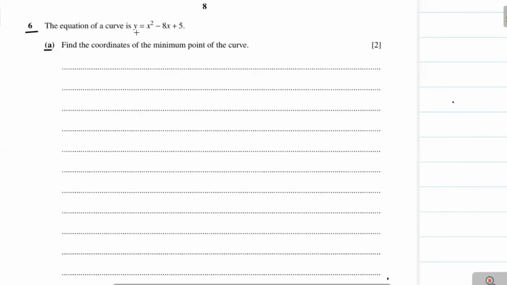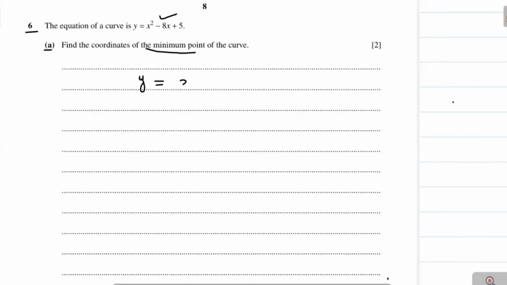Question 6. The equation of a curve is y equals x square minus 8x plus 5. Part A: find the coordinates of the minimum point of the curve. You see here, this is a quadratic curve. For a quadratic curve, we can get the minimum point by completing the square of this quadratic expression.